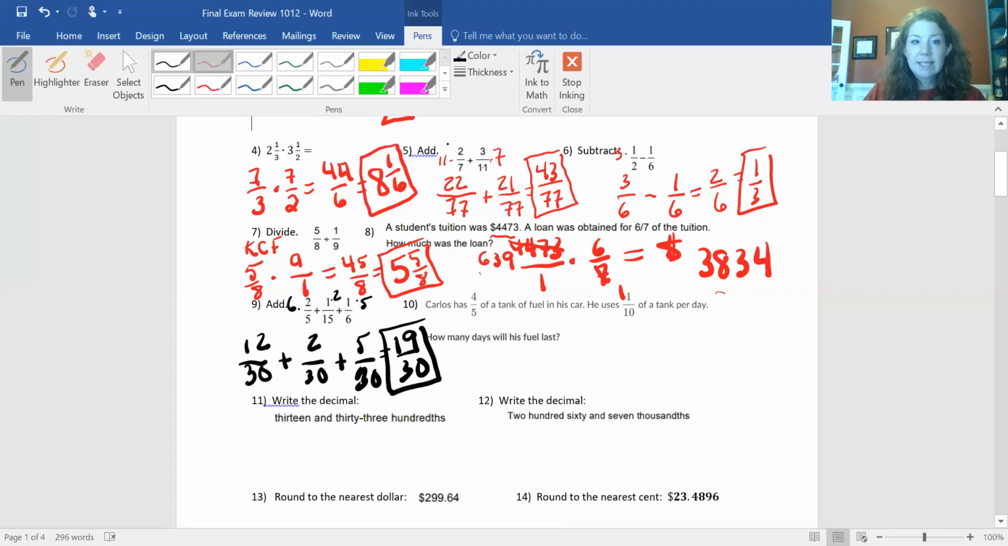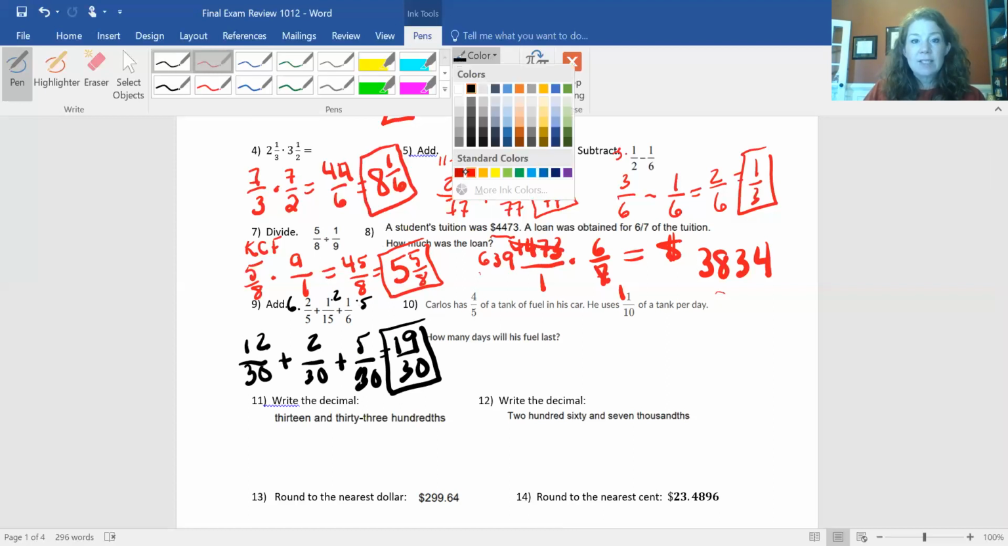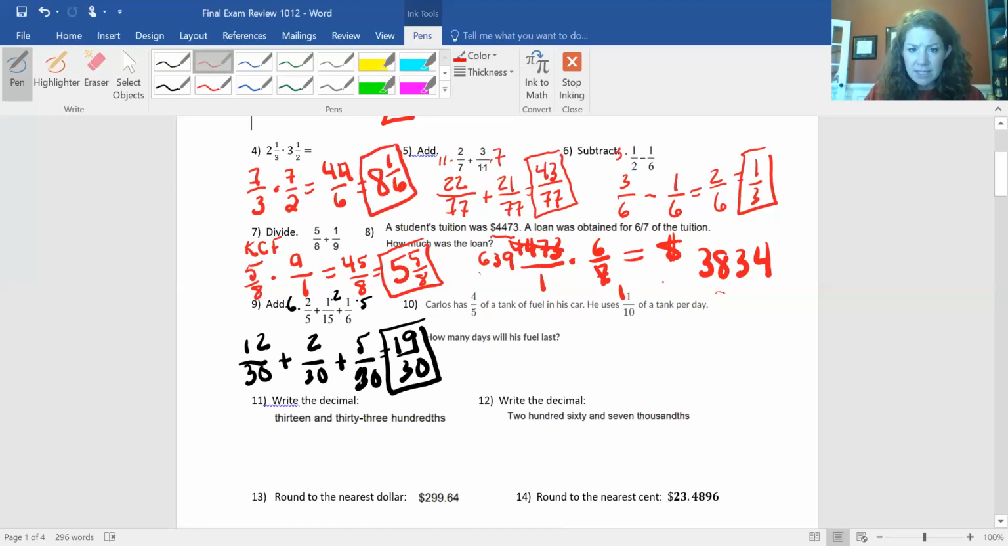All right. Number 10. Hopefully you guys have gotten these right so far. Carlos has 4/5 of a tank of fuel in his car. So almost full, right? 4/5 out of 5/5. So almost full, but not quite. He uses 1/10 of a tank per day. How many days will his fuel last?